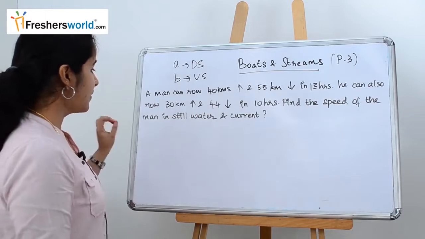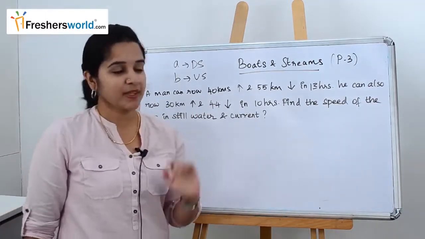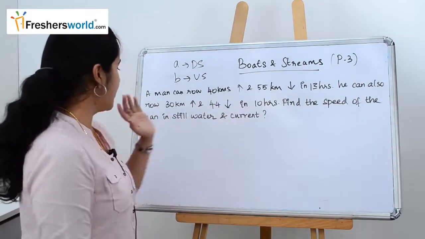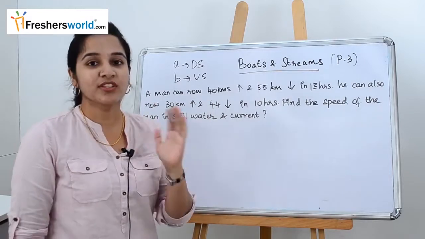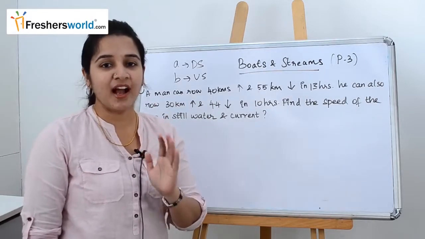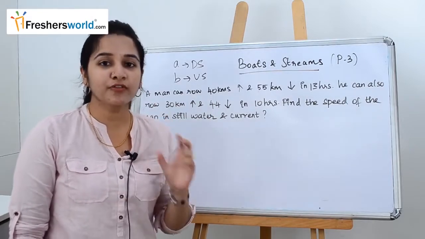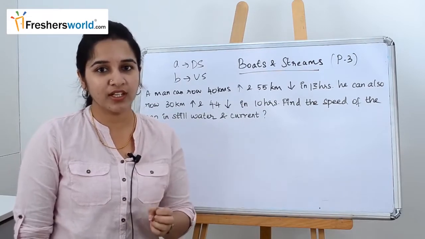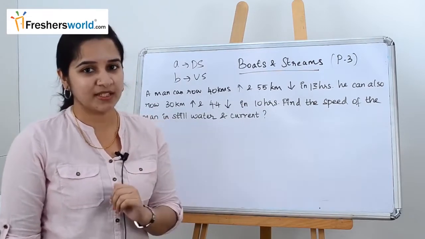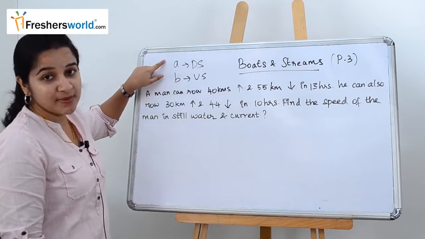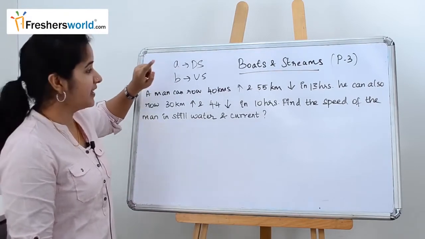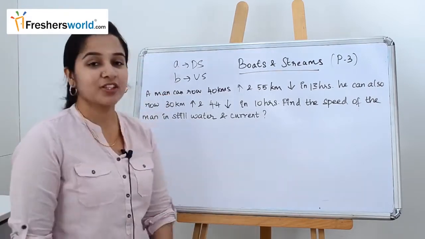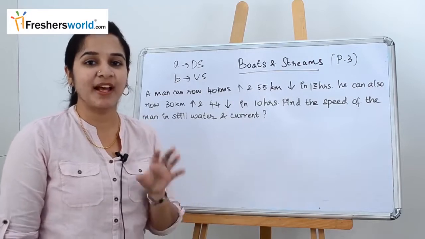So find the speed of the man in still water and in current. We know the final formulas for the speed of the man in still water and the current: half (a plus b) and half (a minus b). In order to use these formulas, we should know the downstream speed and the upstream speed. We note the downstream speed as a and the upstream speed as b. So let's get started to find the upstream and the downstream speed.